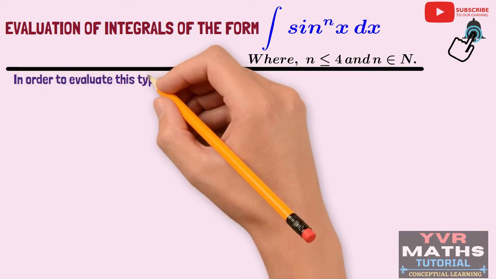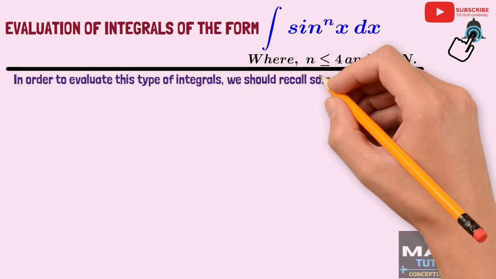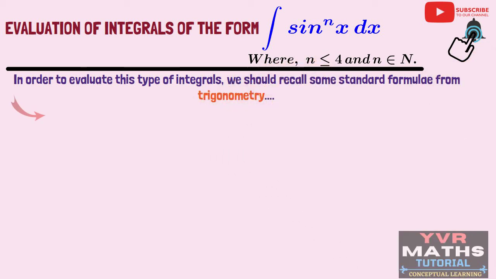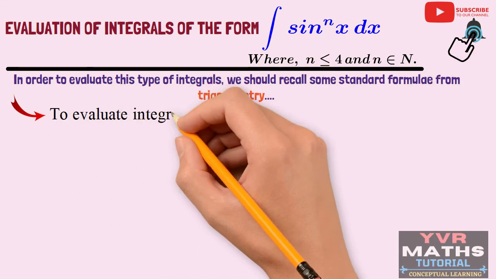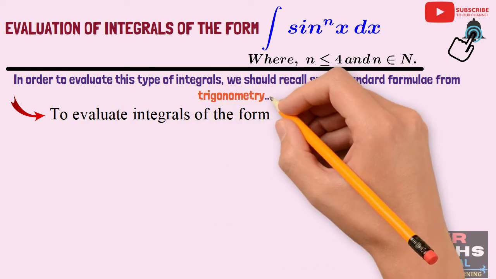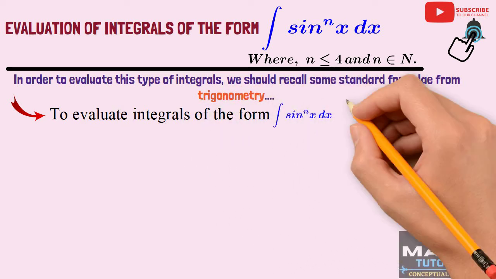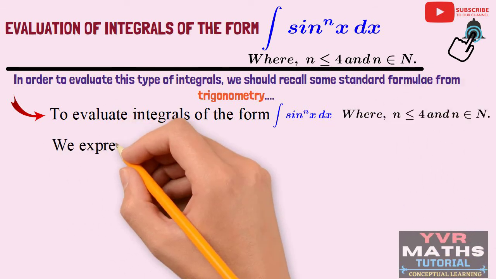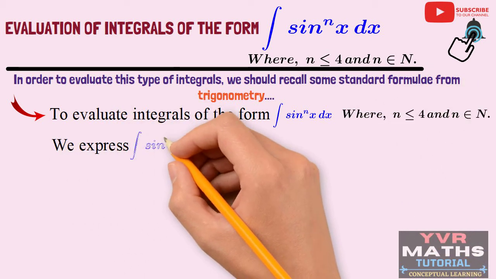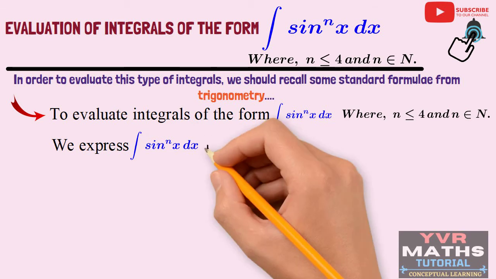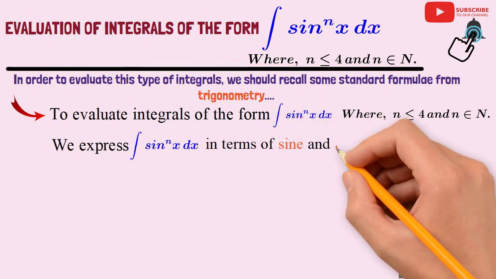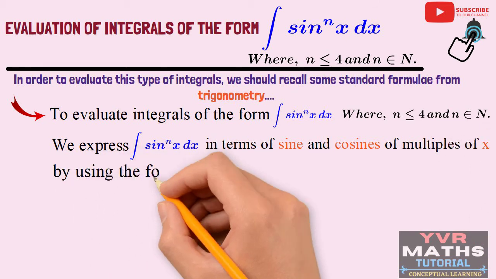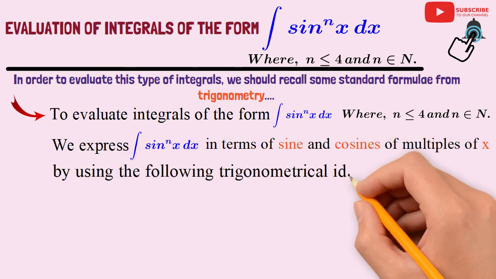To evaluate integrals of this type, we should recall some standard formulae from trigonometry which we learned in class 11. To evaluate integrals of the form integral sin power n x dx, where n is less than or equal to 4 and n is a natural number, we express integral sin power n x dx in terms of sines and cosines of multiples of x by using the following trigonometrical identities.